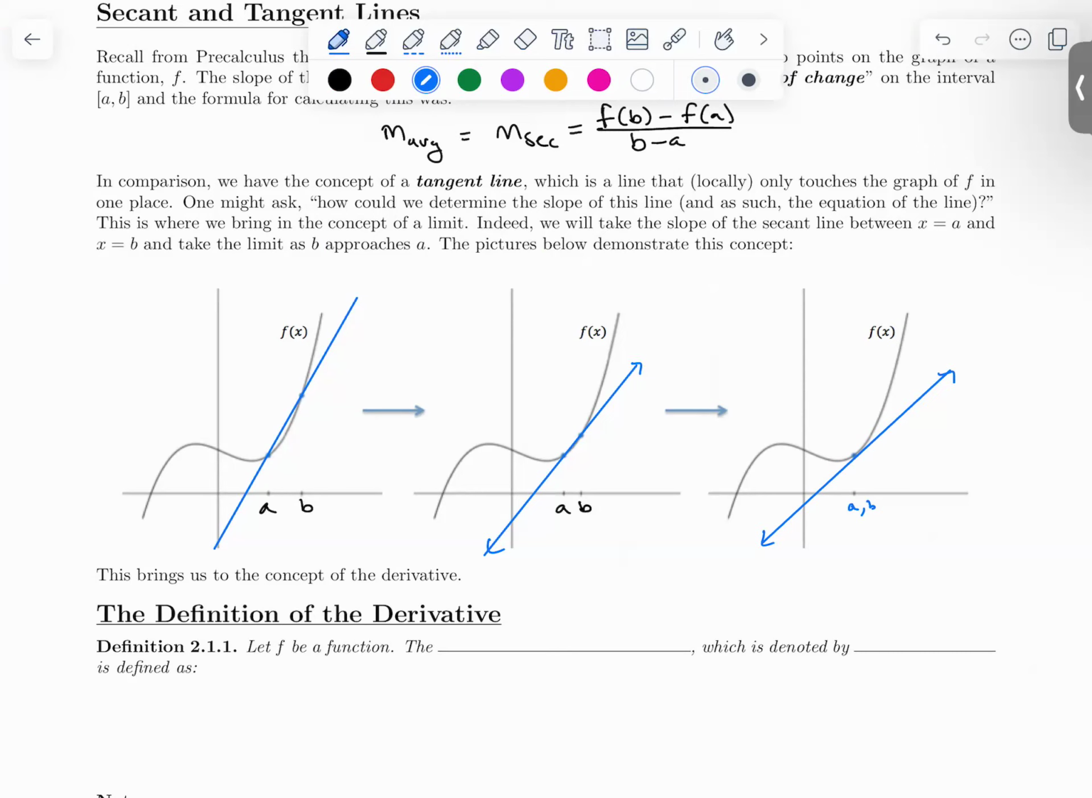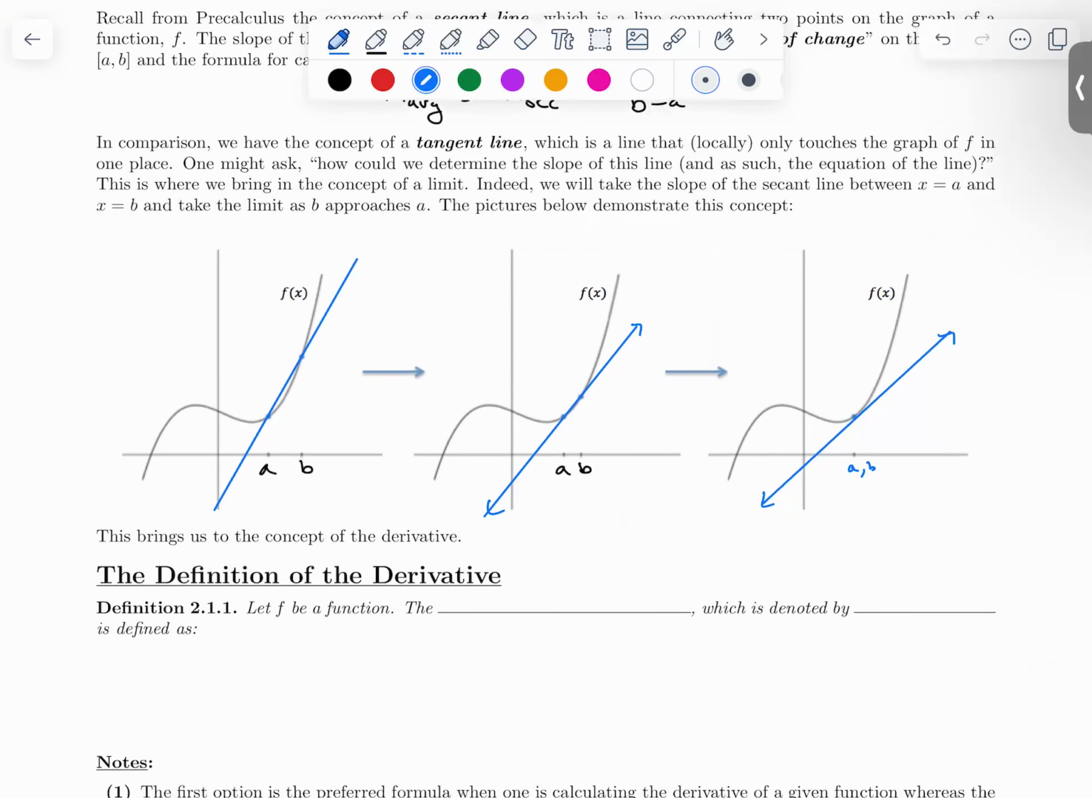So this brings us to the concept of the derivative. So let f be a function, then the derivative of f, which is denoted by f and then an apostrophe, and we say f prime.